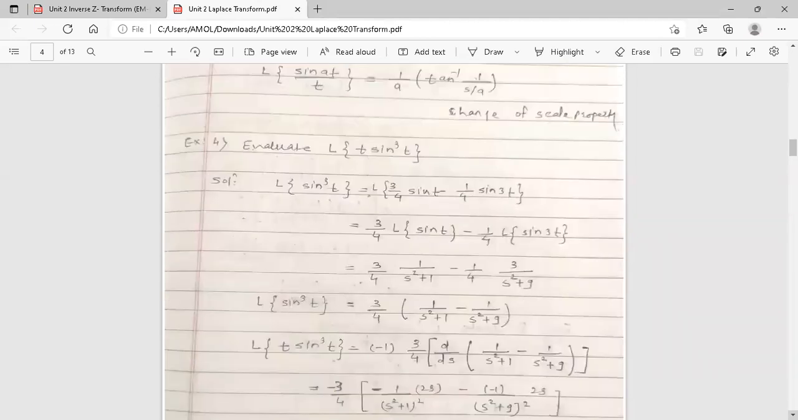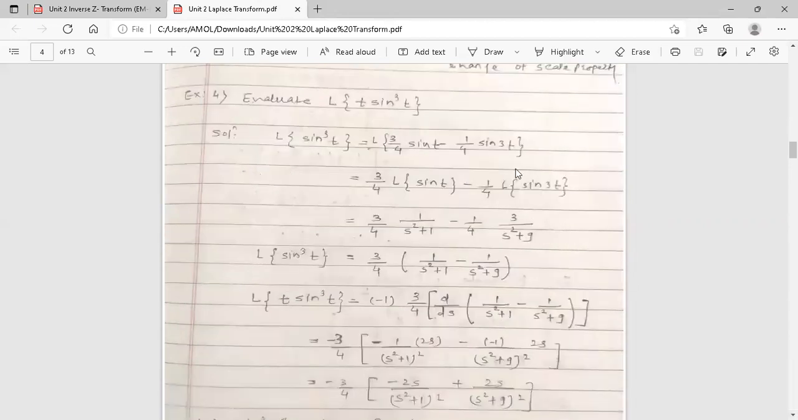Now the fourth example is here. Evaluate the Laplace transform of t into sin cube t. Now, there is no formula to find the Laplace transform of sin cube t directly. You use the triple angle formula and make it simple. How to make it simple? You know sin 3 theta is equal to 3 sin theta minus 4 sin cube theta. From this formula, you will get the value of sin cube t, and it is equal to Laplace of 3 by 4 sin t minus 1 by 4 sin 3t. This bracket term is the value of sin cube t using the triple angle formula.